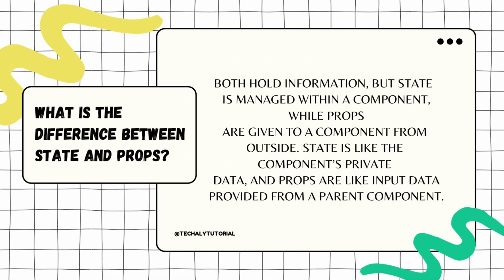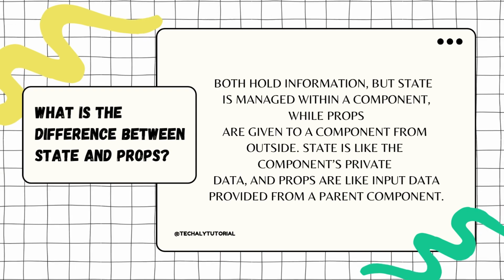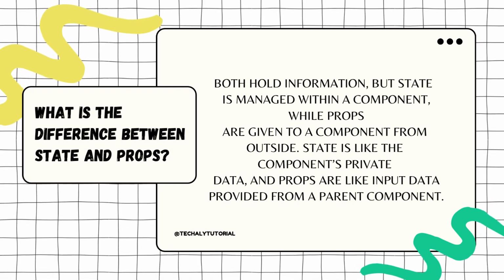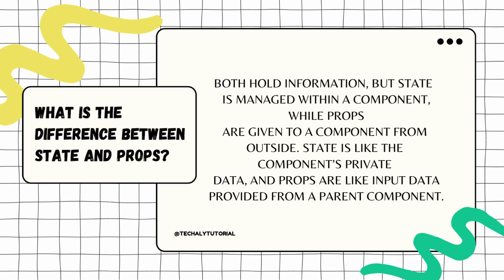What's the difference between state and props? Both state and props hold data, but the difference is where the data comes from. State is like private data for a component to manage itself, while props are data received from outside, typically from a parent component. In a profile component, age might be in its state because it can change, but name might be a prop passed from the parent component.